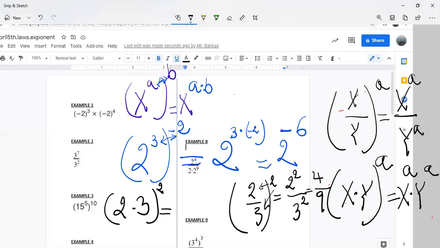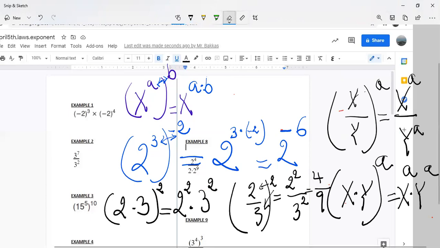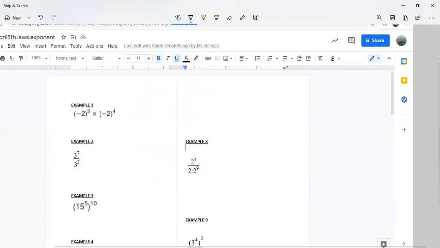Then you give the 2 to everything inside the parentheses. So this would be 2 squared times 3 squared. Okay? So those are the only rules or laws of exponents we need. So let me do these examples that we did already using that. So let's do example 1.